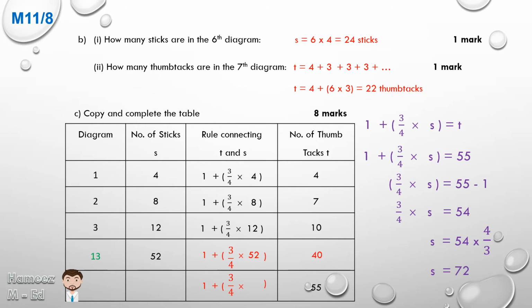And we can use our calculator and solve here. Or 3 into 3, 1, 3 into 54, 18. 18 4s are 72. As such, in this diagram, in order to figure out how many sticks we have, the sticks would be 72. And thus, the rule connecting them in the middle will be 1 plus 3/4 times 72.